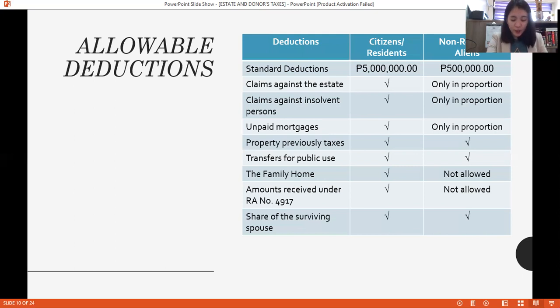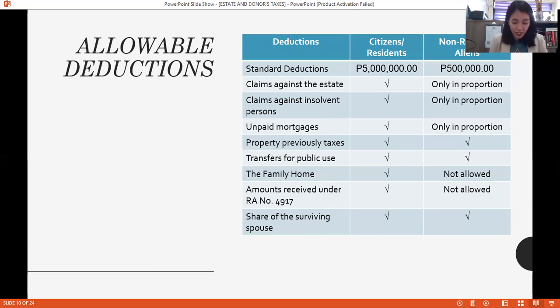Okay? So let's proceed to transfers for public use. Meaning nag-donate ka sa government, for the use of the government of the Republic of the Philippines or any political subdivision thereof for exclusively public purpose, then that can be allowed as a deduction. Then we have family home. Ano itong family home? Kung dito ka nag-reside, dito kayo nakatira ng family mo. So you can claim as a deduction.